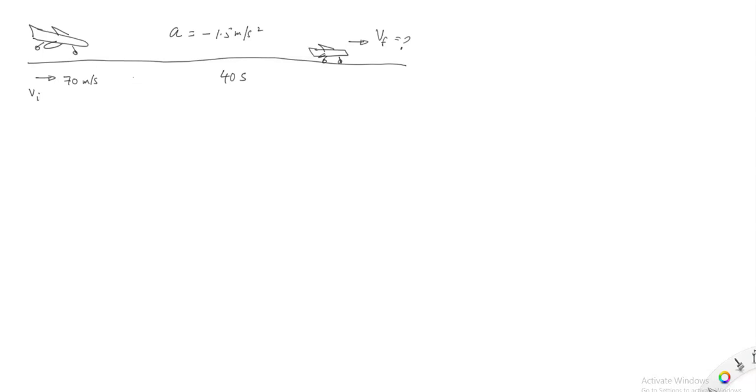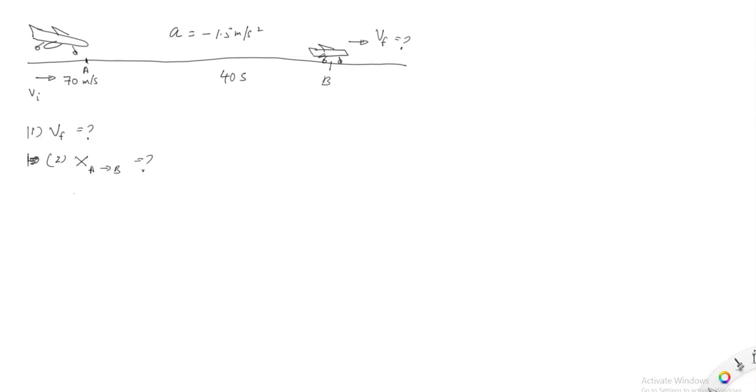Next, the question is, what is the final velocity? V final. So the things we have. Question number 1, V final. Number 2, how far it goes. What is the distance? So let's say this is point A where it was going at 70, and this is point B after 40 seconds. Distance A to B. So these are the 2 questions.